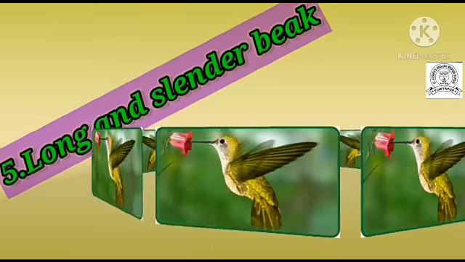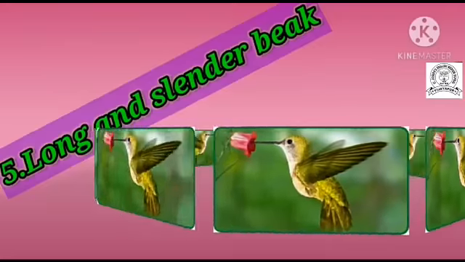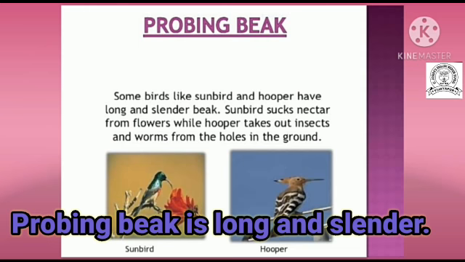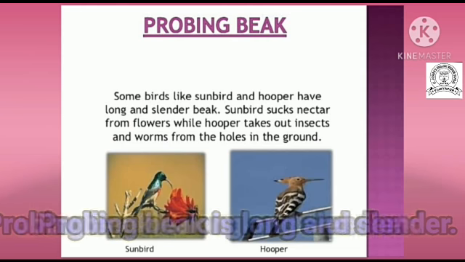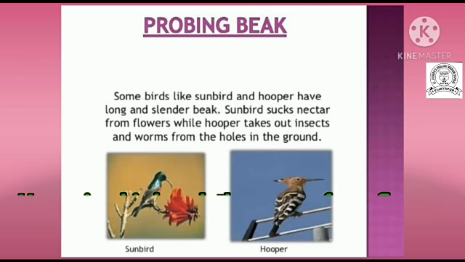For example, hummingbirds. Now the fifth type of beak is a long and slender beak. This type of beak is present in the sunbird and hoopoe. Sunbird means hummingbird, children. And this type of beak is very long and slender. And the hummingbird can suck the nectar from a flower by using the long and slender beak.